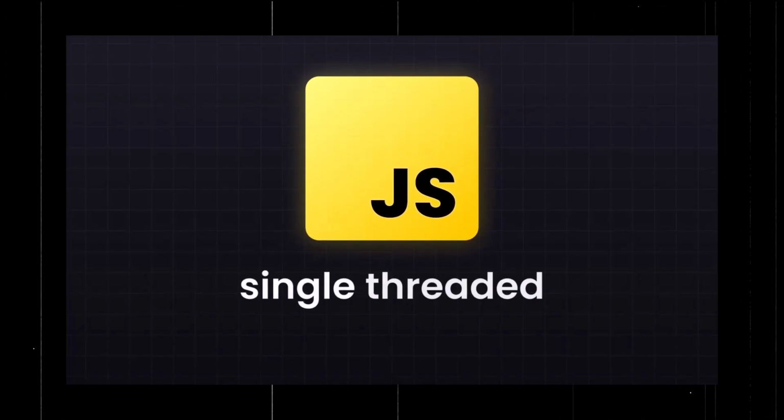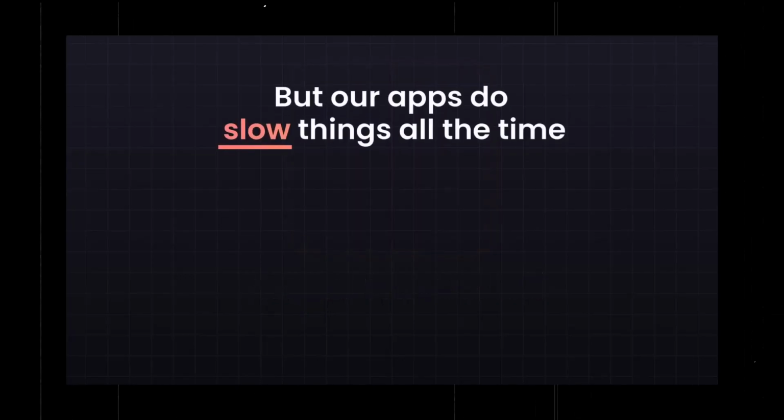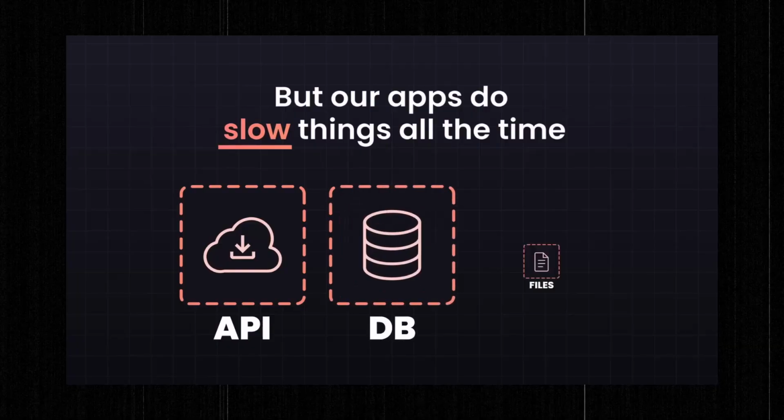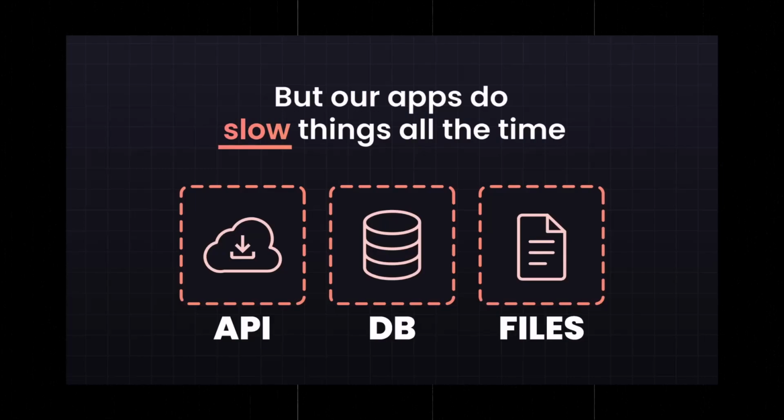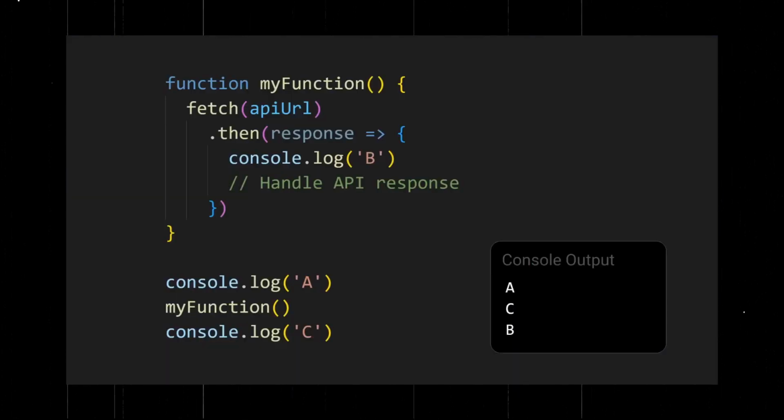JavaScript is single-threaded. It can only do one thing at a time. But our apps do slow things all the time. API calls, database requests, or file operations. If JavaScript just waited for each of those to finish, your page would completely freeze. So we need asynchronous code.